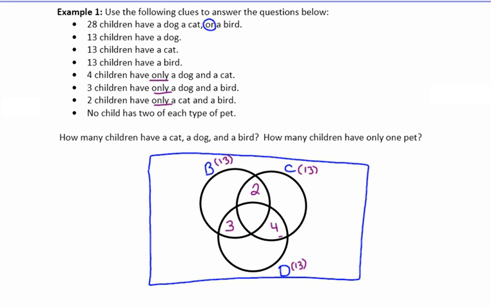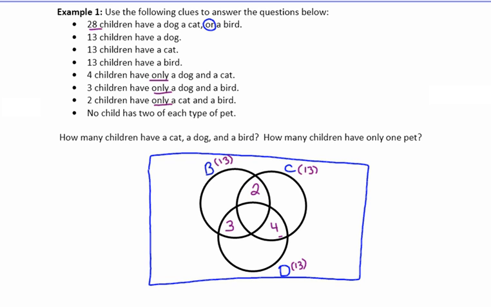Okay, and we're also assuming one more thing. We're assuming that there's also nobody who has no pets. So everybody has a pet. Is that set up anywhere? It says 28 children have a dog, a cat, or a bird. So this is the union of all three. So it doesn't matter. Okay? So the union of all three is 28.